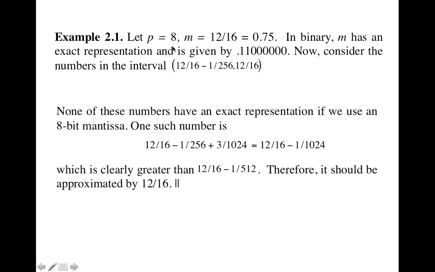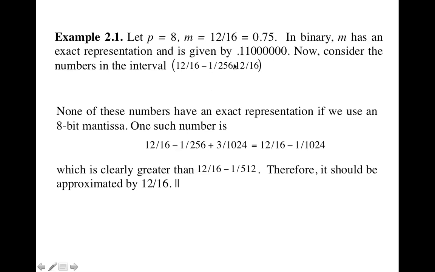But let's take a look at this example first of all. Let's say that we take an 8-bit mantissa, and we take a fraction, which is 12 over 16, which is how you write 3/4 in binary here. Now let's say that we want to consider some number between this number, 12 over 16, and the number just before that, which is obviously obtained by subtracting 1 over 2 to the 8 from 12 over 16. That's where that lower bound would be. There's nothing between these two numbers in 8 bits.